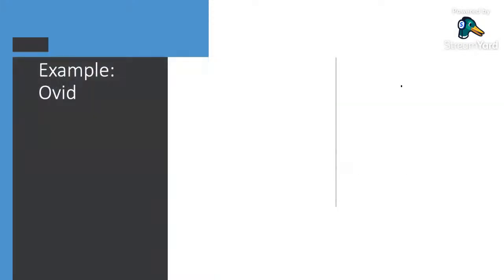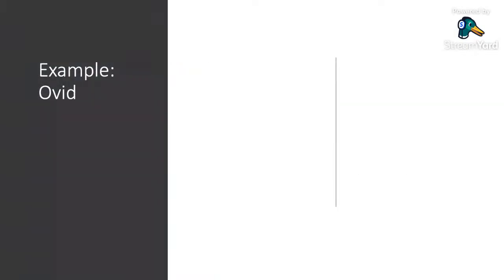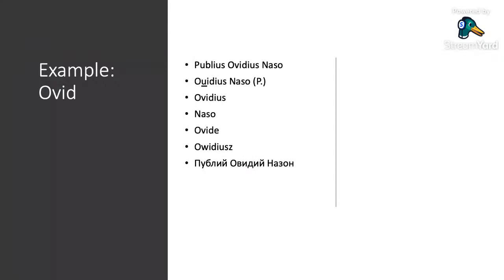Let me give you an example with Ovid. Ovid has many, many human-readable labels. We know him as Publius Ovidius Naso, but we also know him by many other forms of his name in different languages, in different forms.